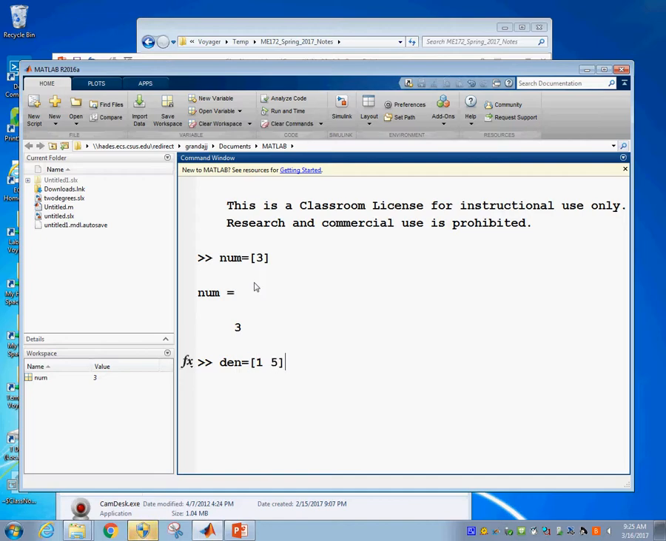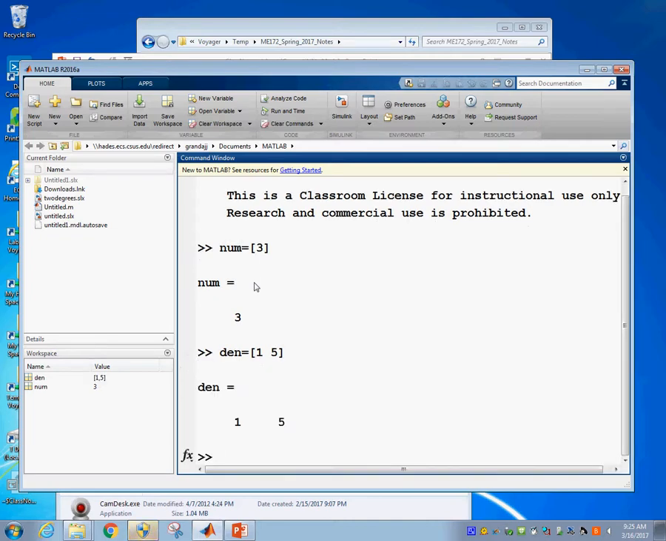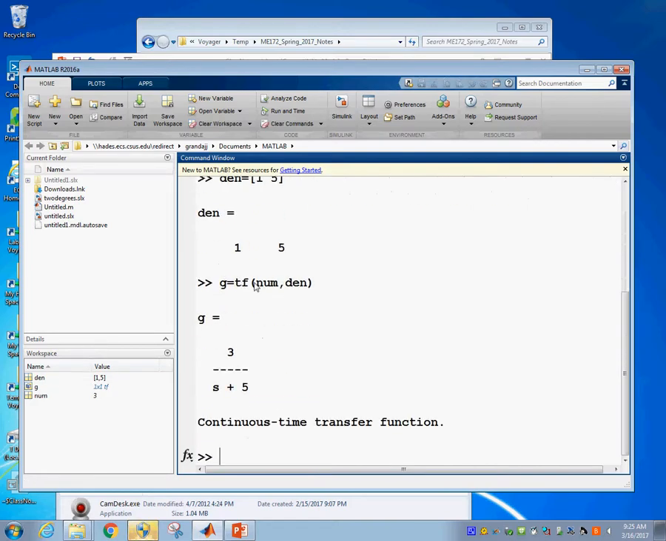By entering the coefficients, we are describing a polynomial to MATLAB. So we're going to define the transfer function g as being the transfer function between the numerator and the denominator. That's what it means. And if we do this, this is what we have. You see, we have the transfer function 3 divided by s plus 5.